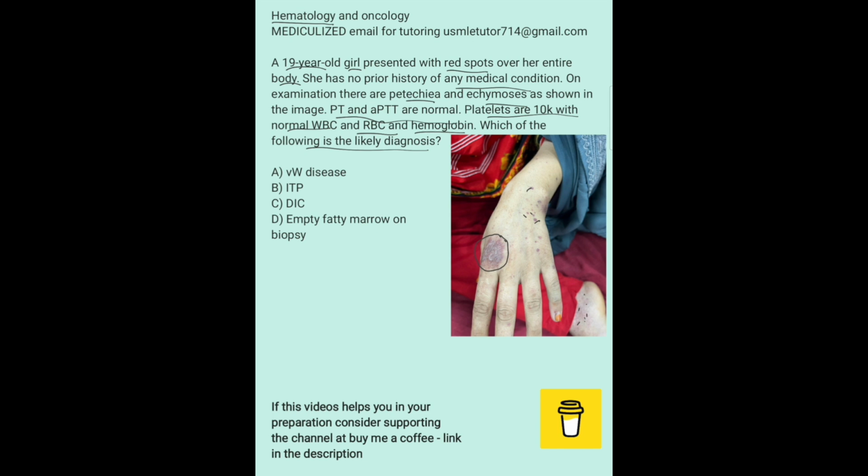So or the entire body, there are petechiae, and PT and PTT are normal and platelets are low. So what could be the diagnosis? First, let's talk about von Willebrand.